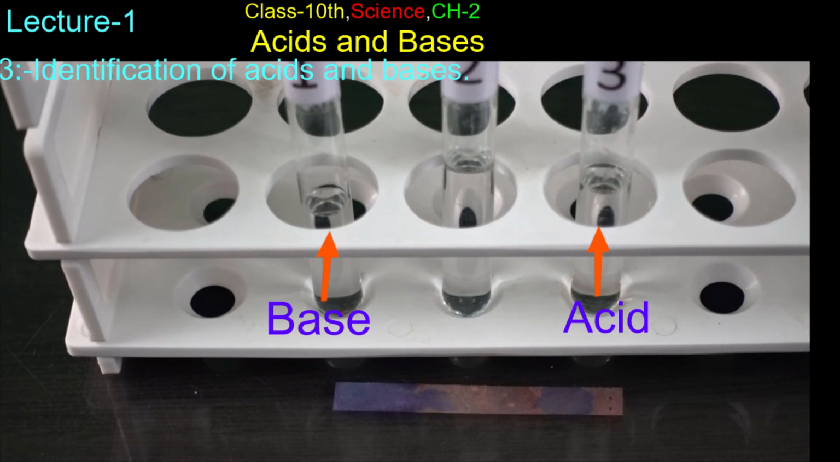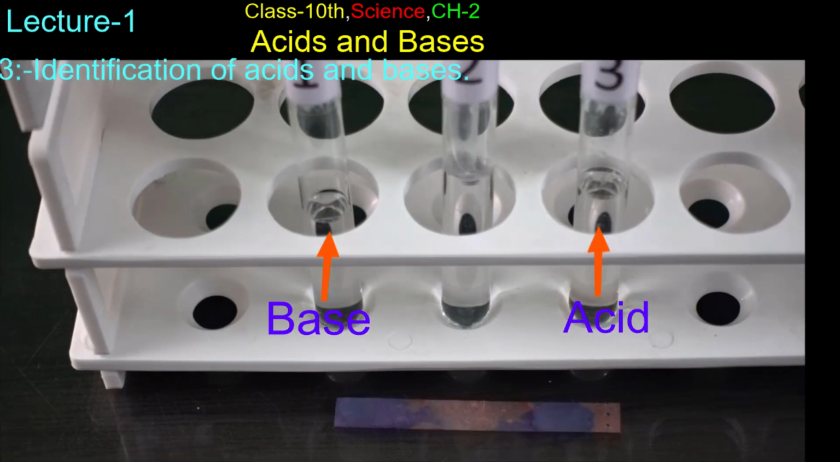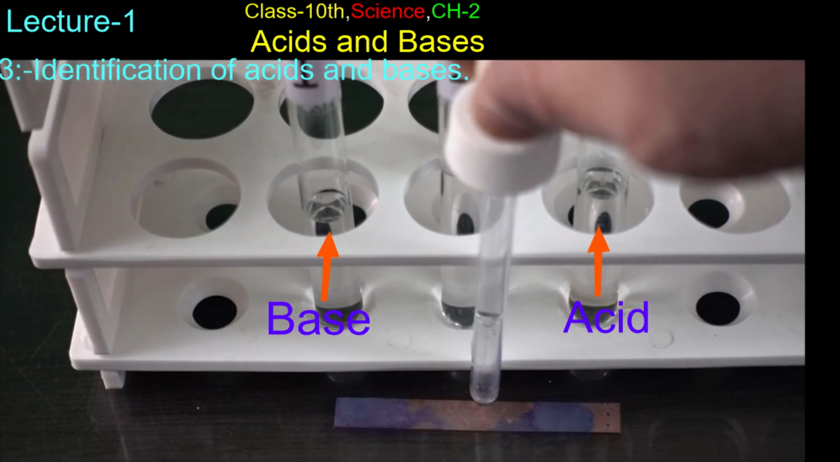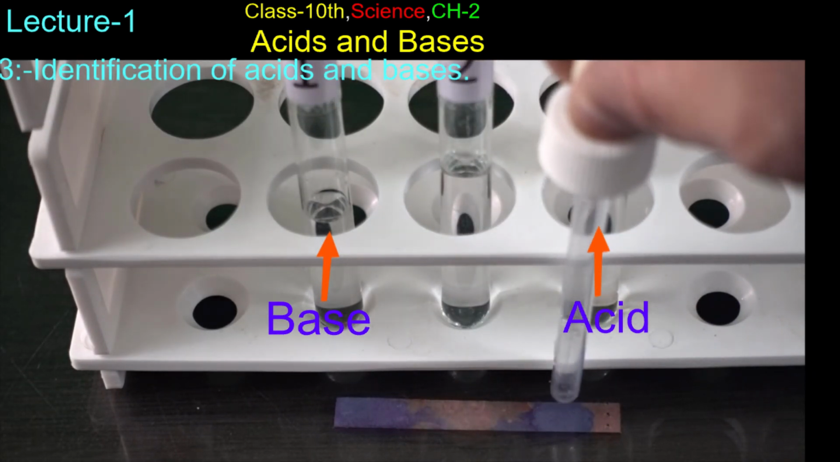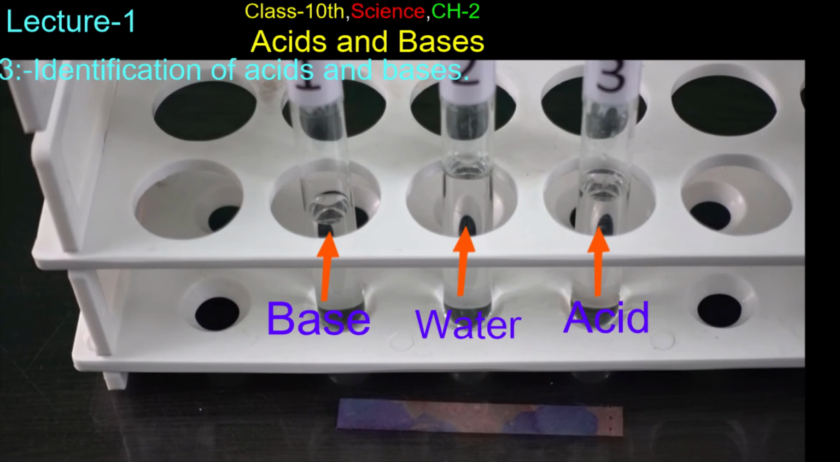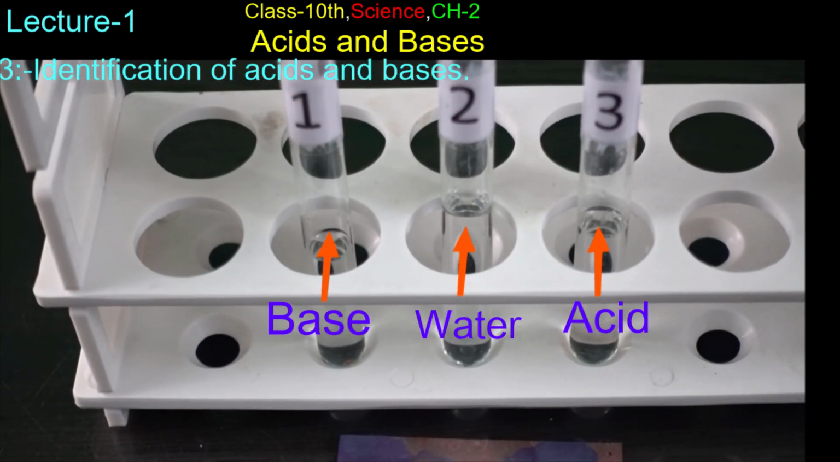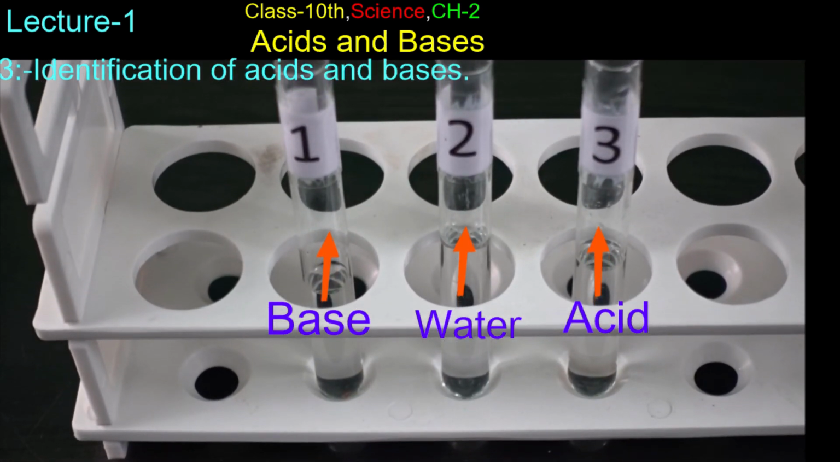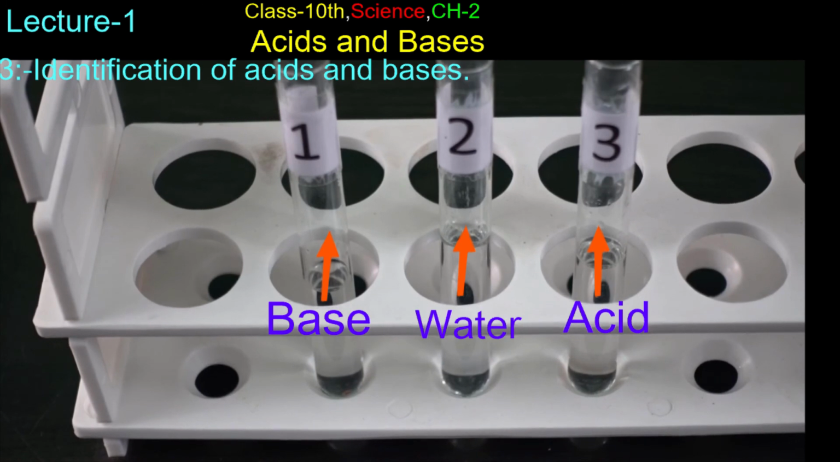Solution from test tube number 2. You see here it's not changing color either of blue part or of red part. That means it is water. Now we know that test tube number 1 contains a base, test tube number 2 contains water, and test tube number 3 has an acid in it.